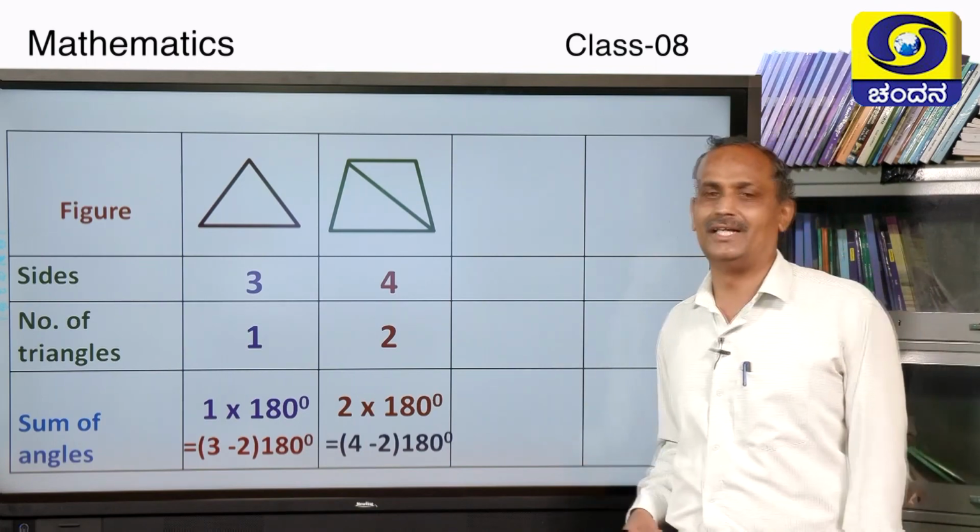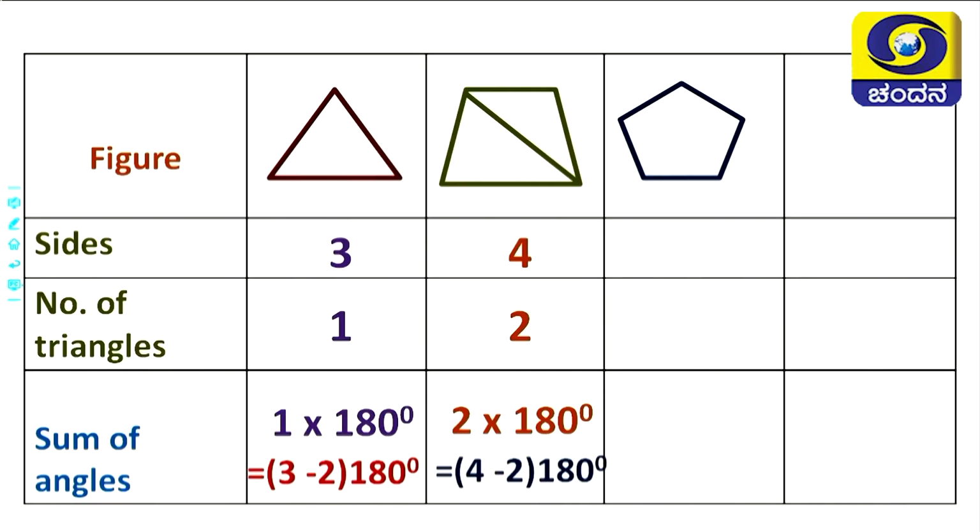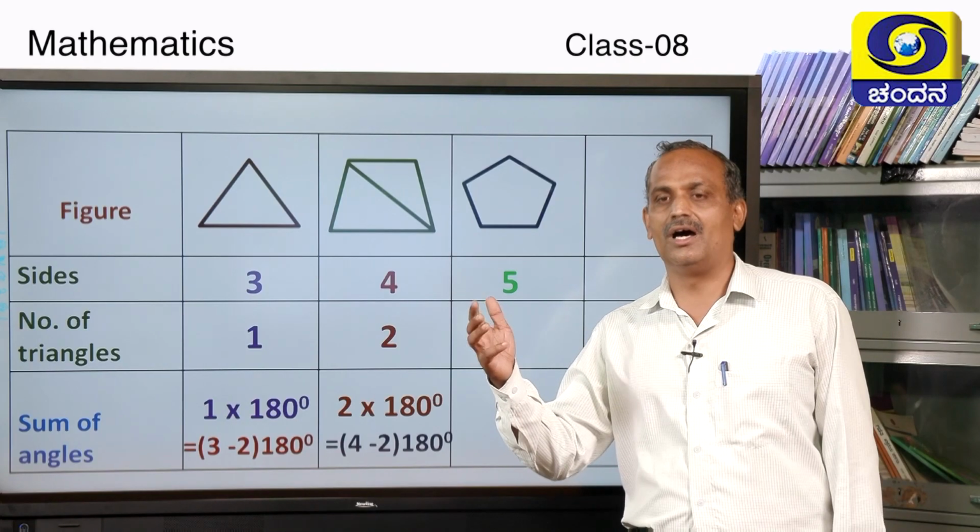Let us move further. New figure. I have drawn a figure having 5 sides. What do you call a figure having 5 sides? It is nothing but a pentagon. Is it right? Let us draw some triangles.